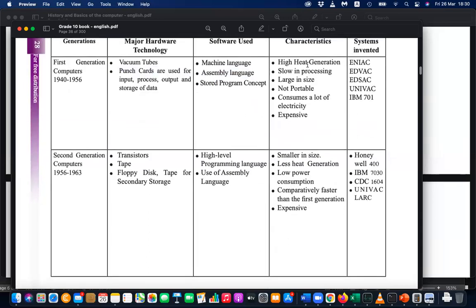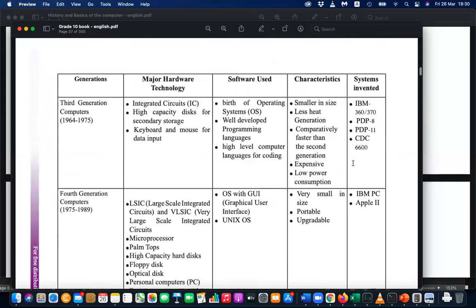These are general things, right? High heat, so relatively less heat. High power, relatively less power, expensiveness, and size is relatively less. And examples you have to remember.